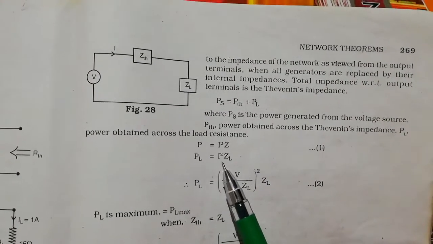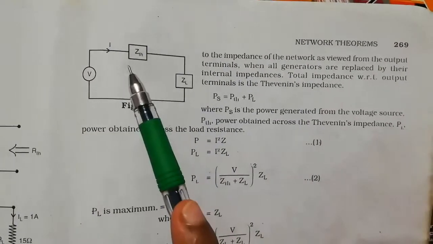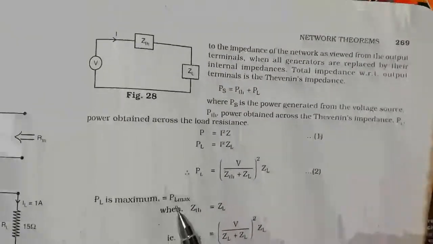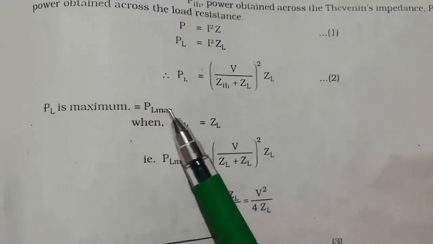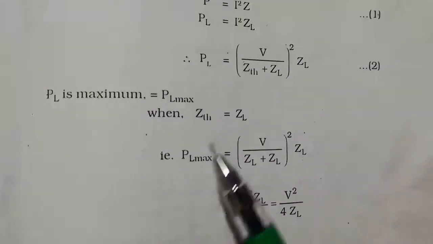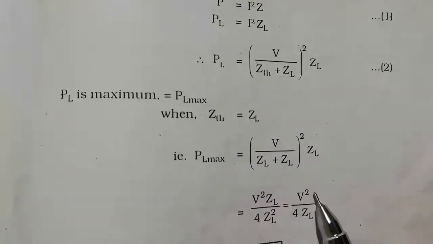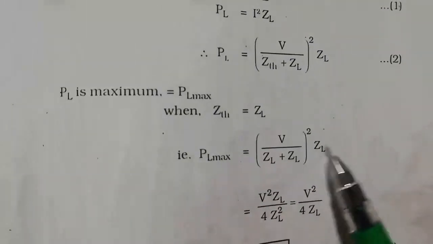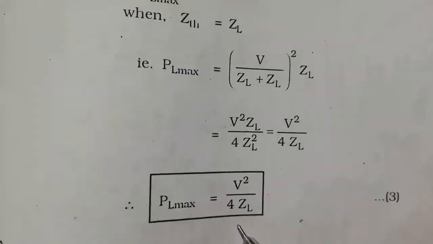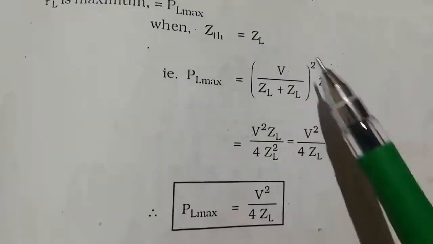And we can write PL is equal to I square ZL, from the equation I square Z. And I we know is V by ZTH plus ZL, whole square into ZL. And now we know PL will be PL maximum only when ZTH is equal to ZL. That is, when ZTH is equal to ZL, PL will be PL maximum. So this will be equal to V square by 4 ZL by rearranging. So PL maximum will be equal to V square by 4 ZL only when the Thevenin's impedance is equal to the load impedance.